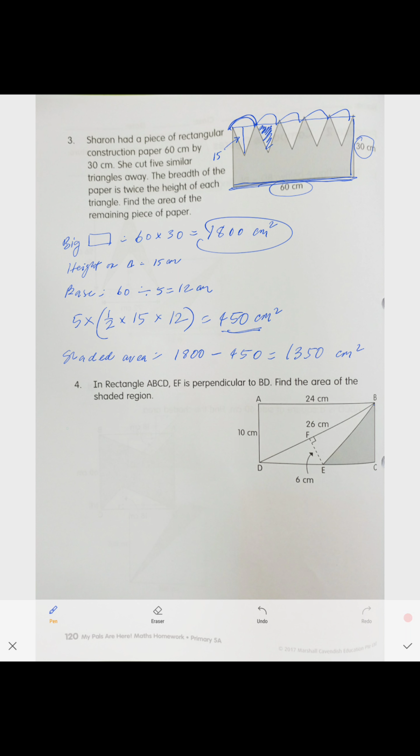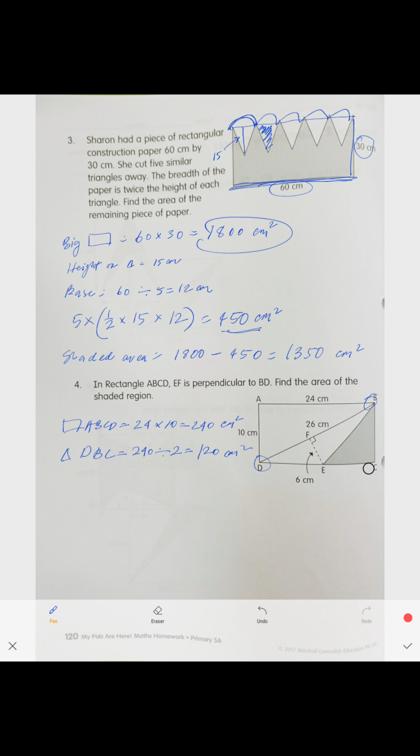So first, our rectangle ABCD is 2 sides. We have them, right? 24 by 10, 240 square centimeters. Now half of it, right? Half of it, the triangle DBC is 240 divided by 2, which is 120 square centimeters, right?